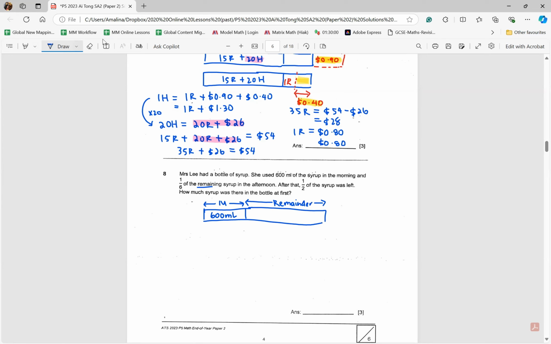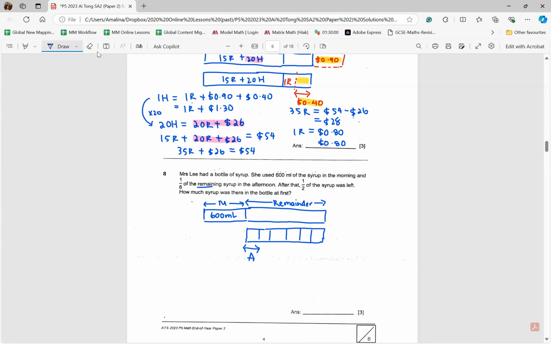Okay, so remainder. Try my best to draw as straight as possible. Now, 1/6 of the remaining syrup means that this portion I will cut into 6 parts. Now, draw another model below. I'm going to cut this into 6 parts. Cut into 2, cut again to 3 parts each. So 1/6 is for afternoon, A for afternoon.